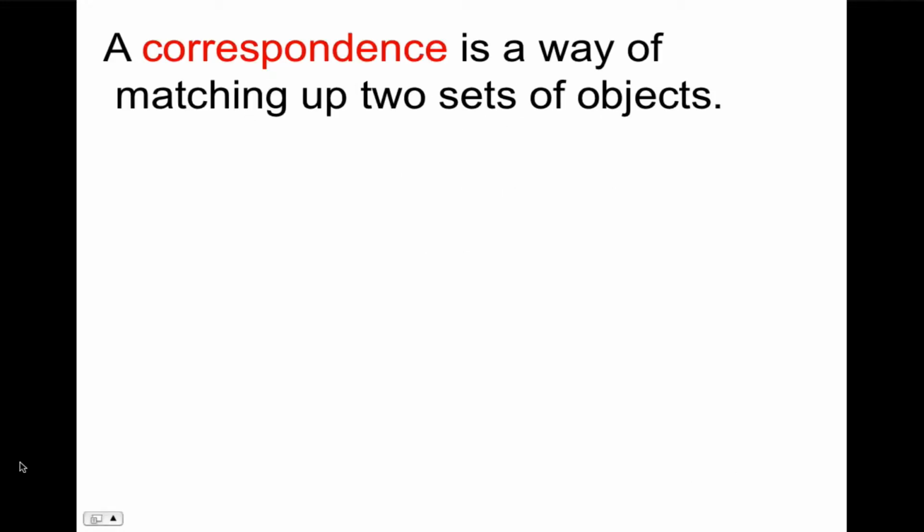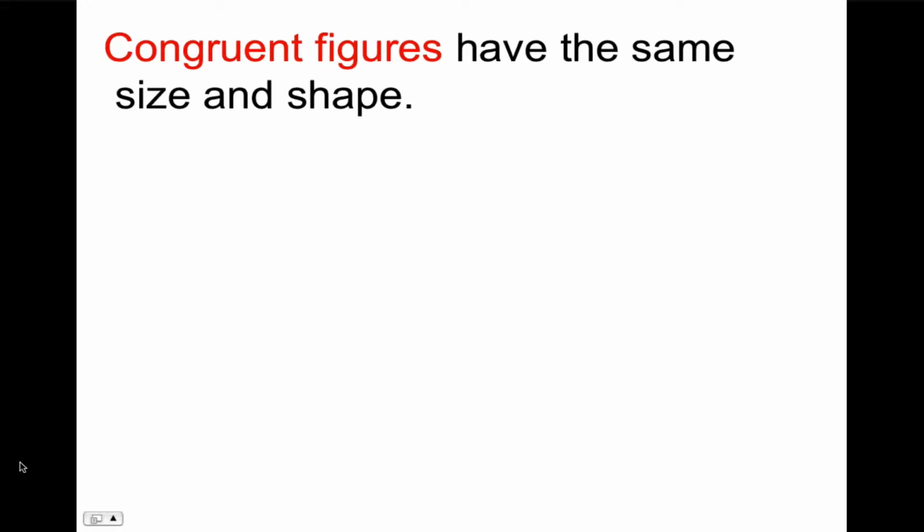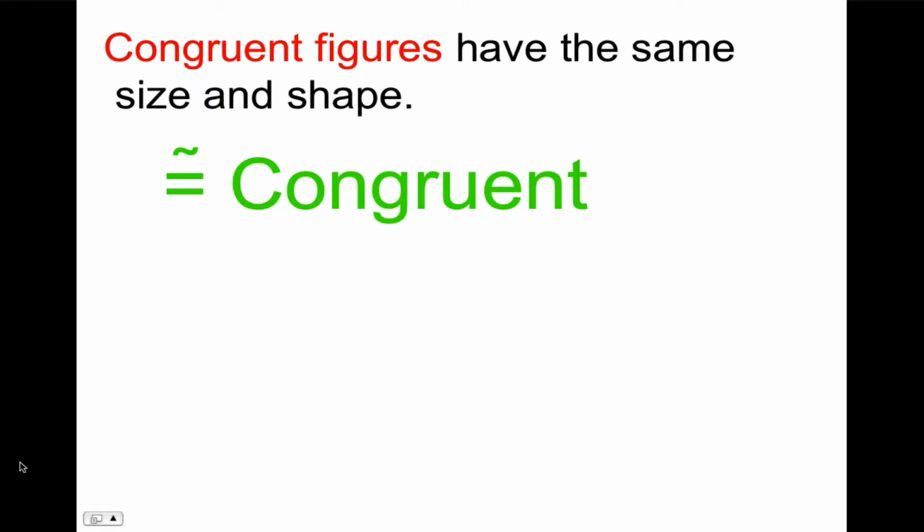A correspondence is a way of matching up two sets of objects. Congruent figures have the same size and shape. This is the symbol that we read out loud as congruent. It's like an equal sign with a tilde above it.